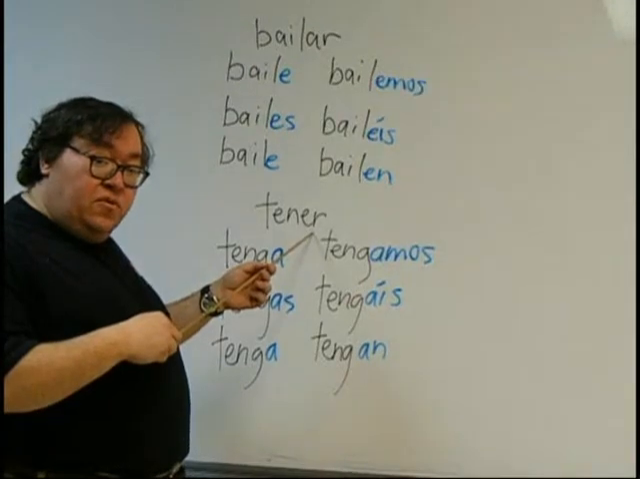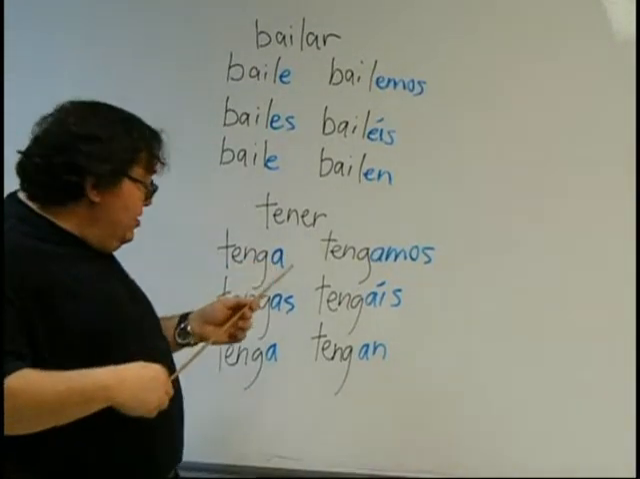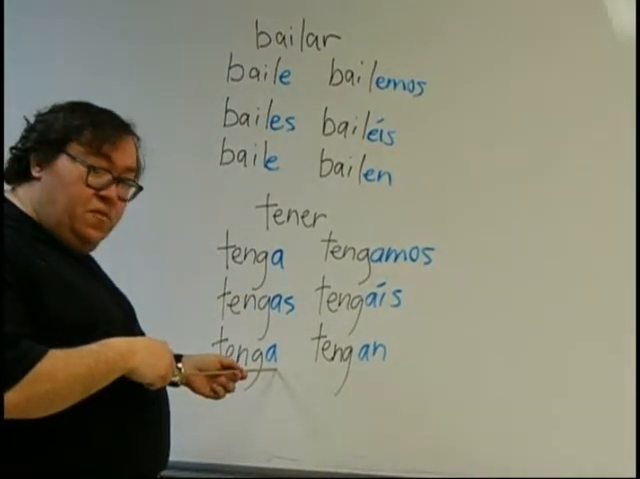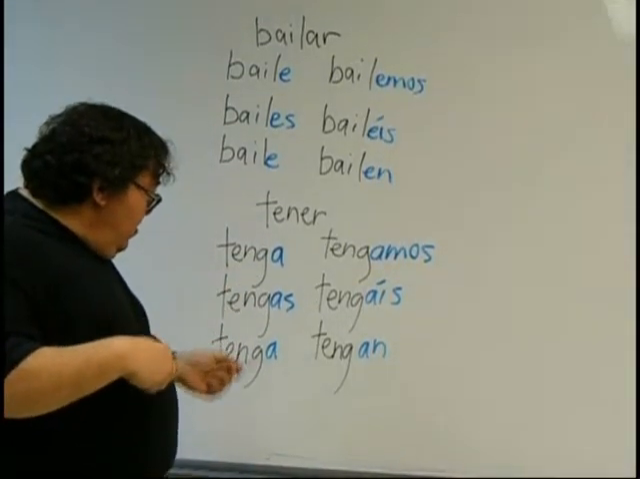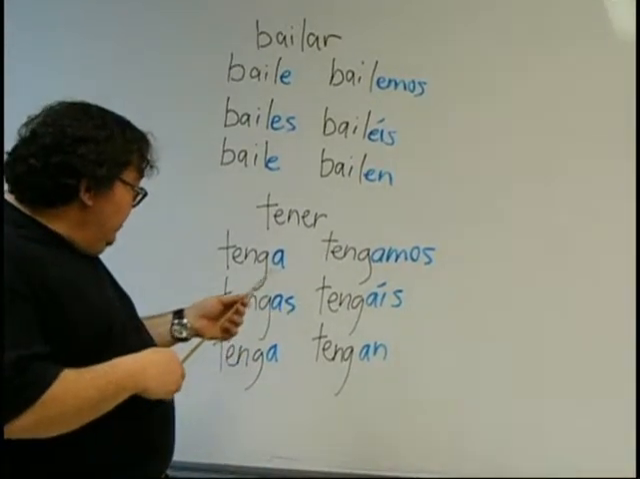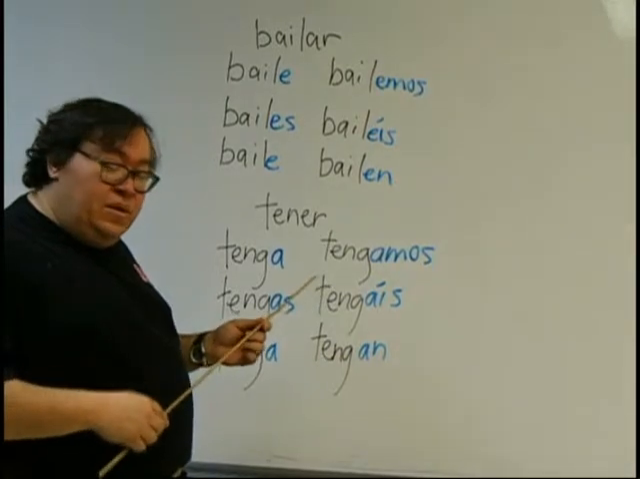Tener, though, is an ER verb. ER and IR verbs are going to get A's in the subjunctive. So I take my base and I give it my A. And the usted form also has the A. These two are the same. But the other endings are all regular AR verb endings for the present tense. So I have tenga, tengas, tenga, tengamos, tengáis, tengan.